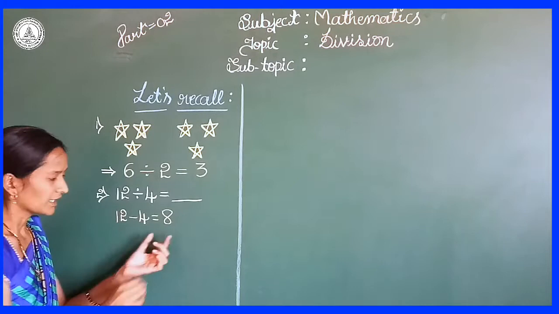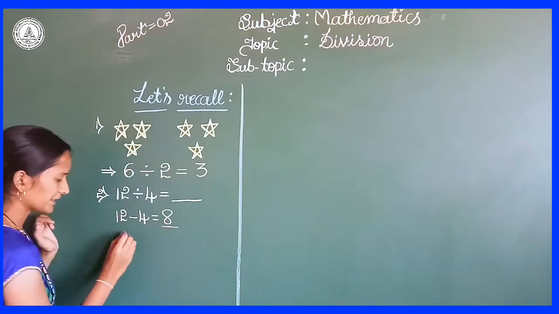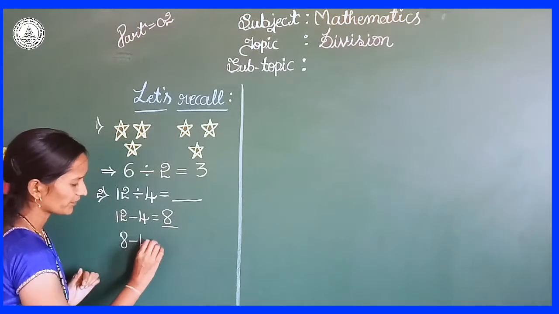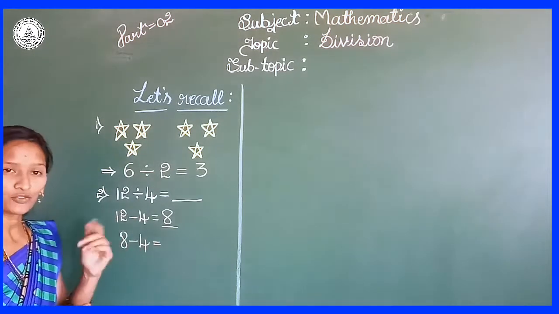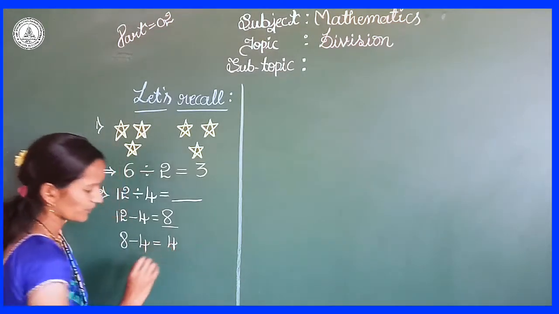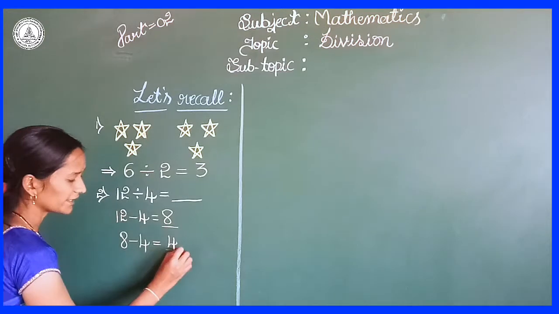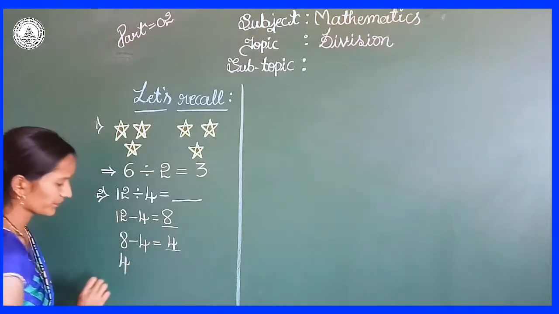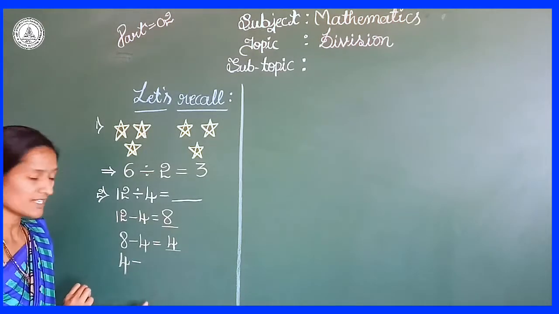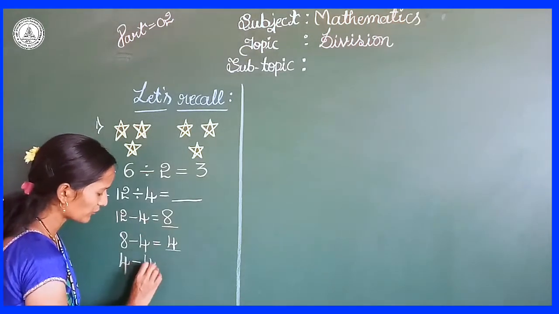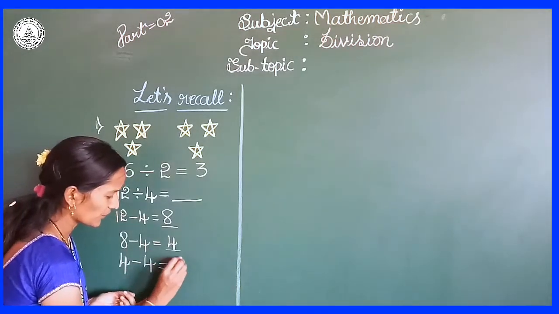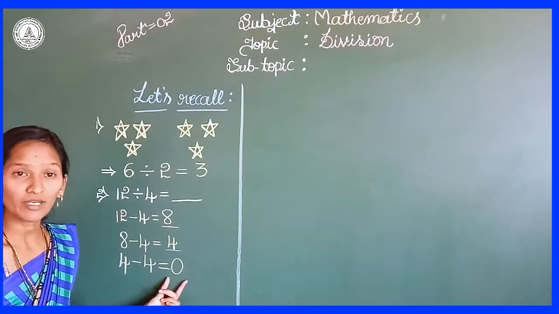Next, you have to take the number 8 here. 8 minus the same number 4, write down here. So 8 minus 4 is what? 8 minus 4 is 4. Write down 4 here. Next, write down this 4 again here. Then put the symbol of subtraction, that is minus. Again you have to take the number 4. What is 4 minus 4? 4 minus 4 is 0. So finally, we reach the number 0 here.